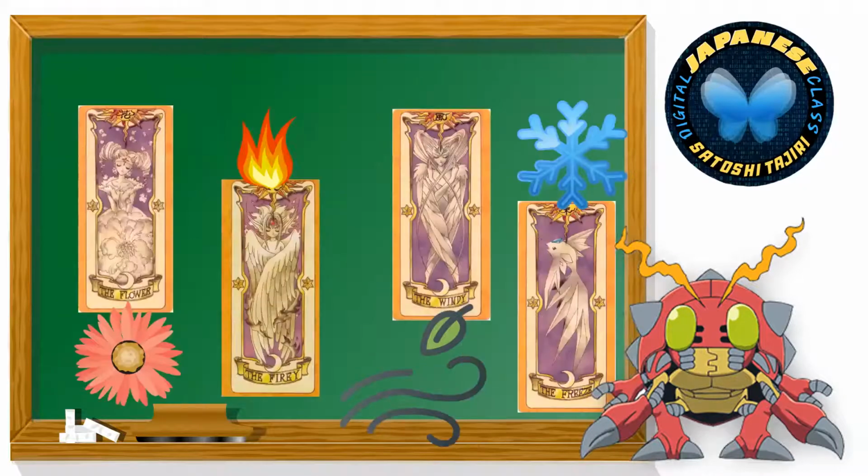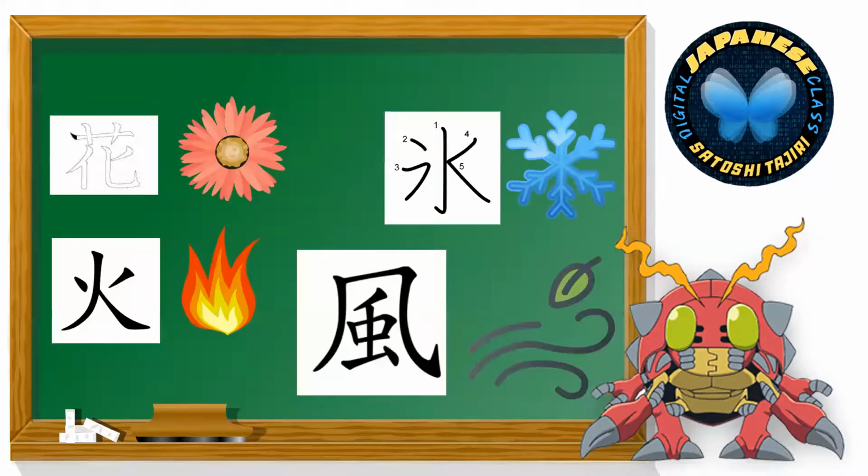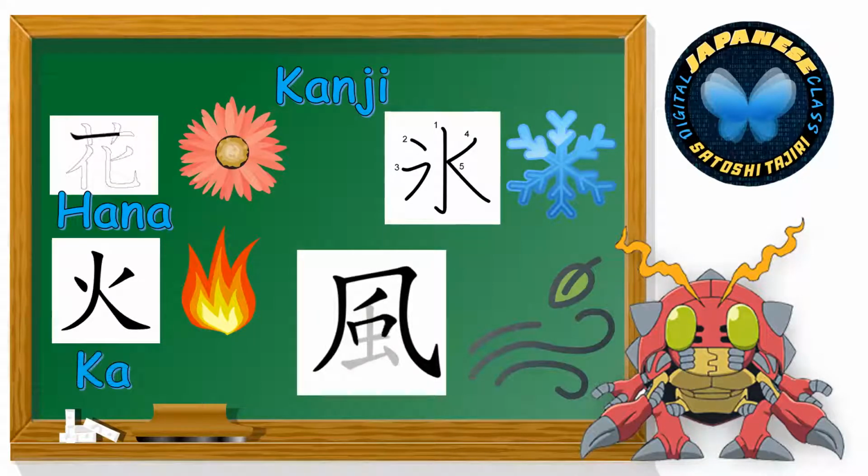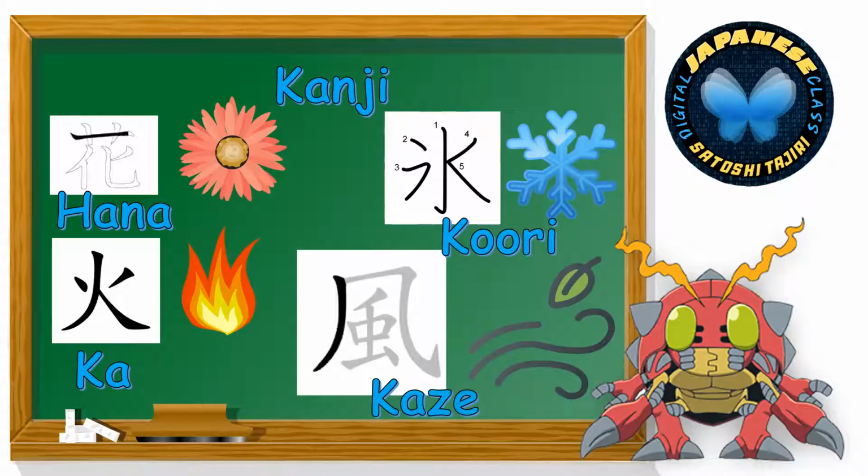So let's try, how about this one, right? Each card has its own power or characteristics. But once we combine them, when we use kanji, they will have their own meaning. So let's go for our first one. For example, flower is hana. Fire is ka. Ice is kori. And wind is kaze.